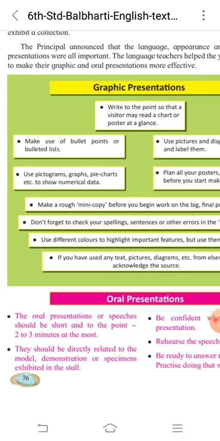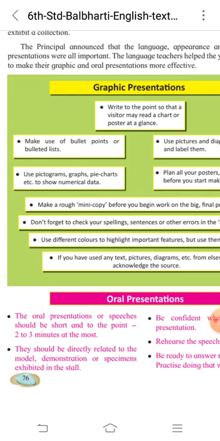The oral presentation or speeches should be short and to the point, that is only 2 to 3 minutes at the most, because people don't remain there for listening to you for a long time. It has to be a very short speech. Whatever oral presentation speech you are doing, it should be only for 2 to 3 minutes at the most.